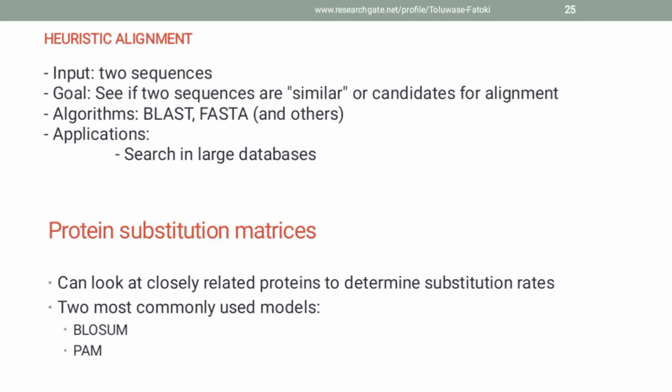Then another alignment method that has been developed is what we call heuristic alignment. Heuristic alignment is for pairwise sequence alignment also, where you align the proteins or the DNA, looking at protein 1 against protein 2. And this one is effective when you are searching against a large database.